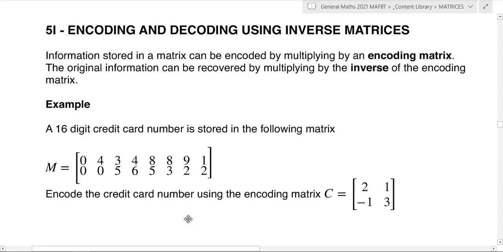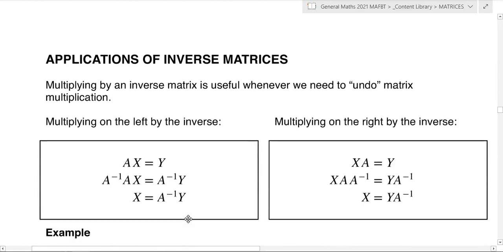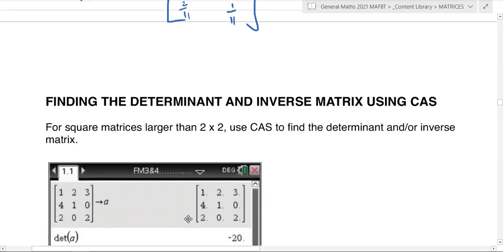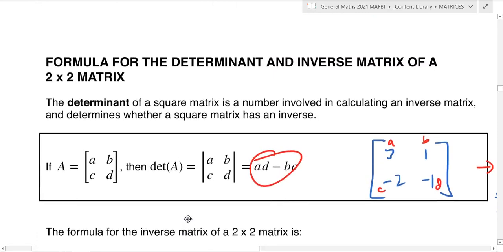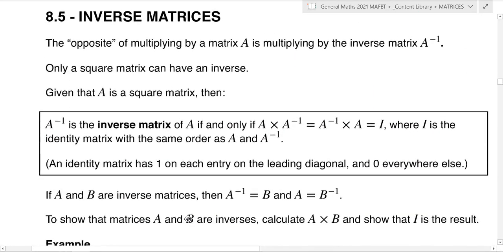Alright students, welcome to our next lesson of our matrix unit. We're now covering chapter 5i, which is on encoding and decoding using your inverse matrices. Quick recap, last lesson we learnt about applications of your inverse matrices and using a matrix and finding its inverse. Okay, so that would be 8.5.